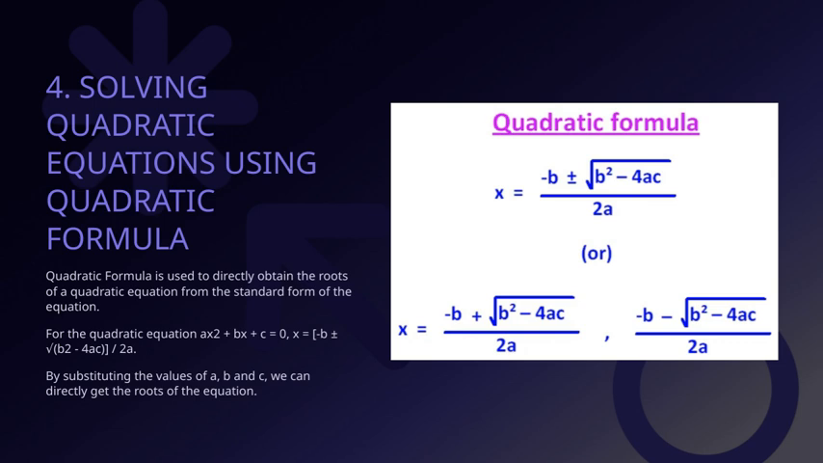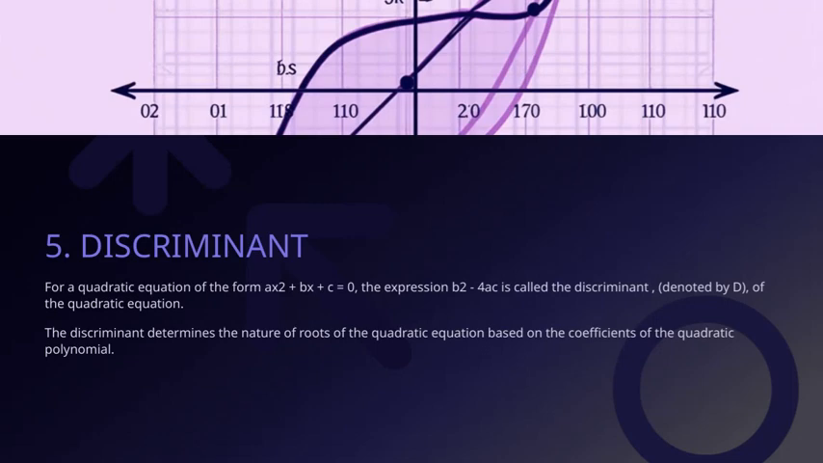This formula is incredibly useful because it allows us to determine the solutions directly from the standard form of the quadratic equation, ax squared plus bx plus c equals 0. So, in essence, the quadratic formula is a powerful tool that simplifies solving quadratic equations, especially when factoring is difficult or impossible.